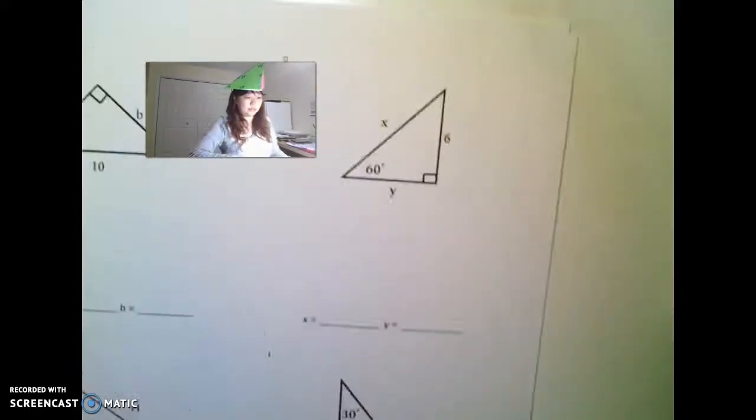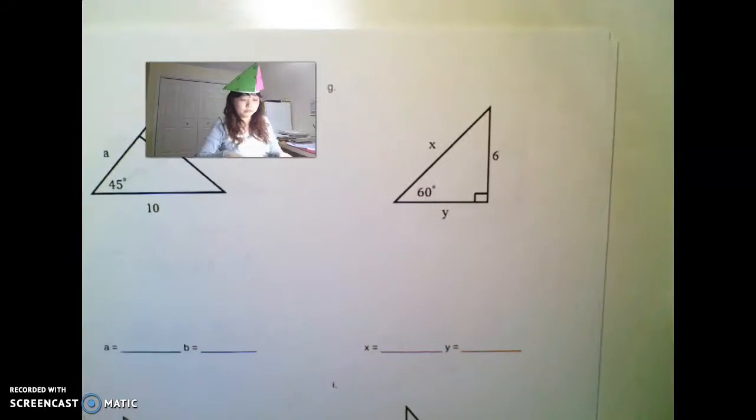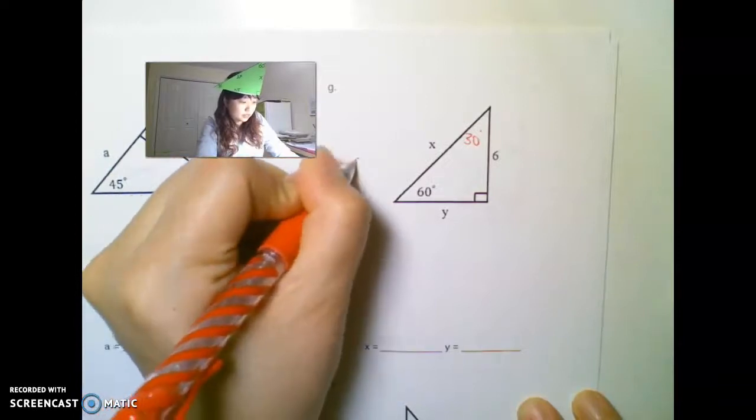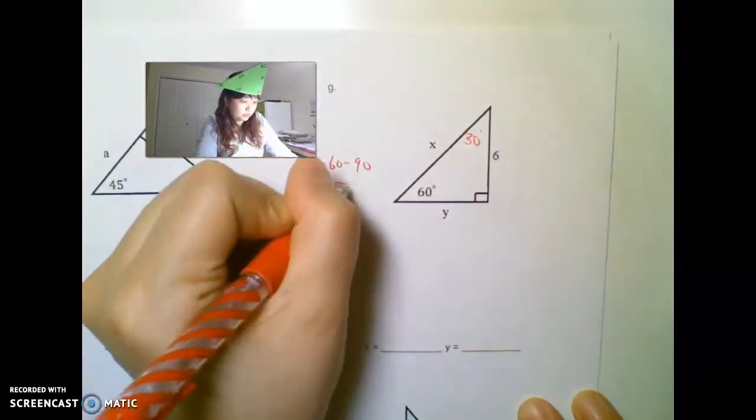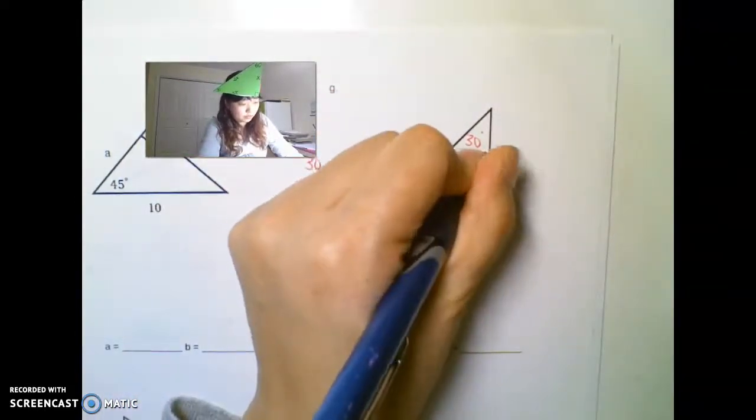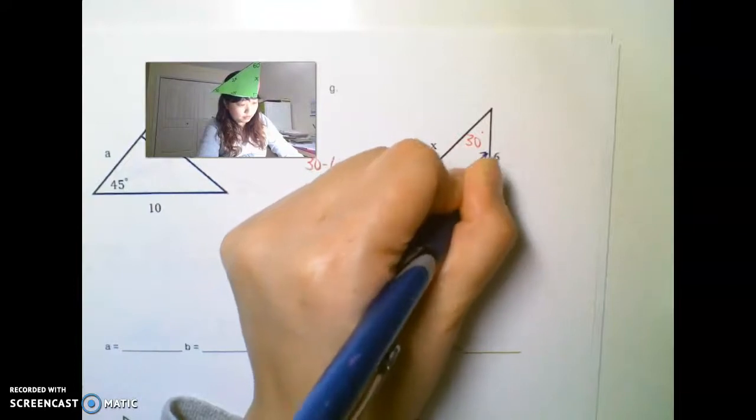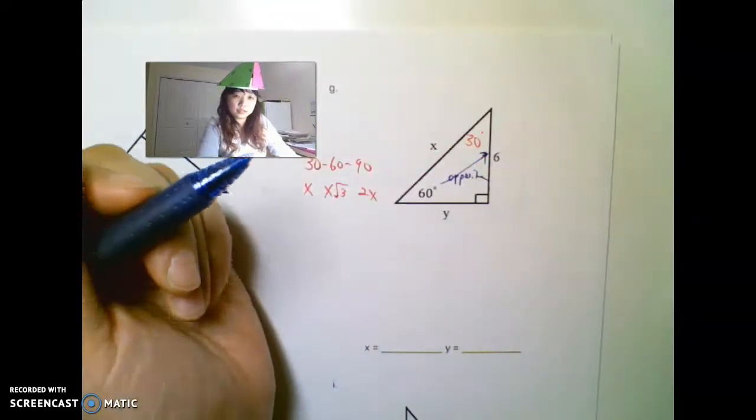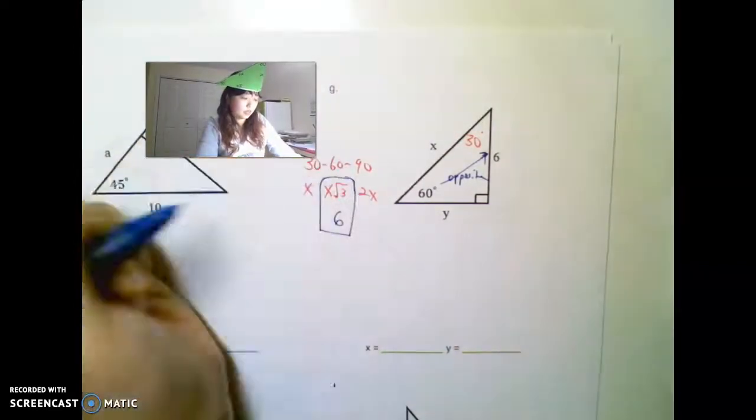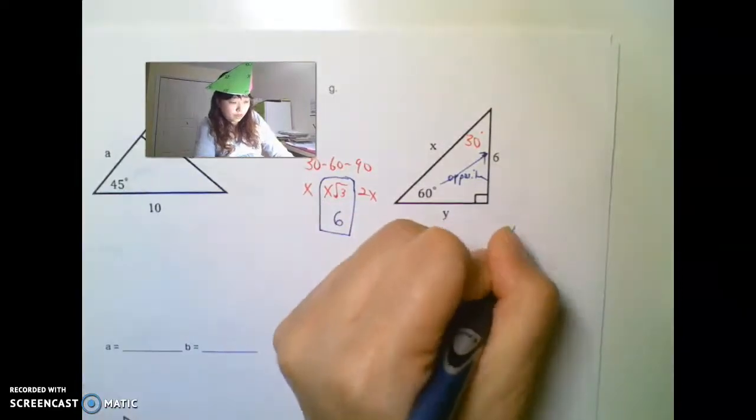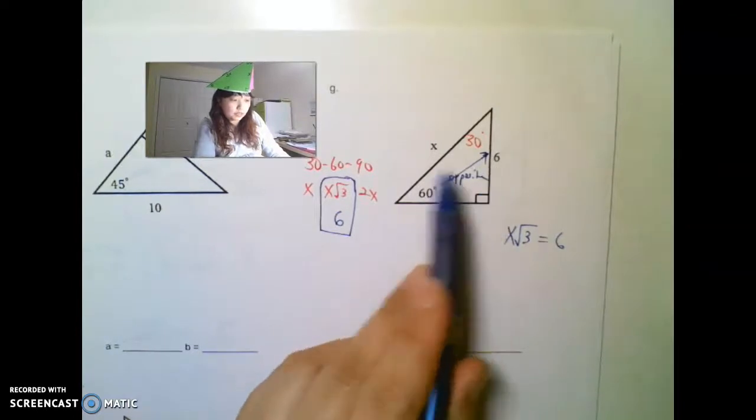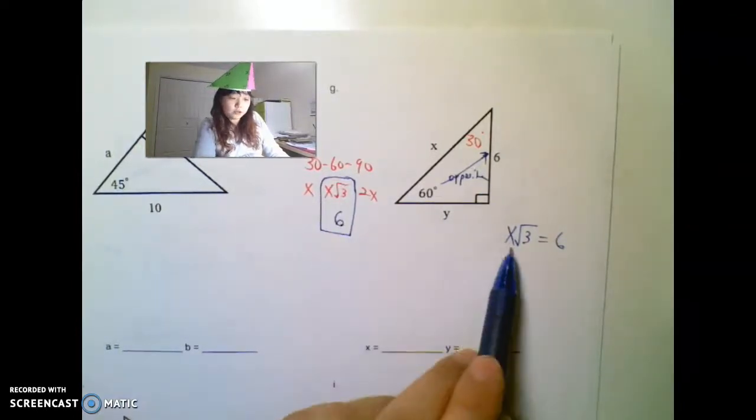Page 7. Ooh, here's a fun one. 30, 60, 90. x, x root 3, 2x. What did they give to us? They gave us opposite of 60 is 6. So this is 6. You see? Here is our equation. So x square root of 3 is equal to 6 because of this part. Opposite of 60, so 6. How do you solve for x?